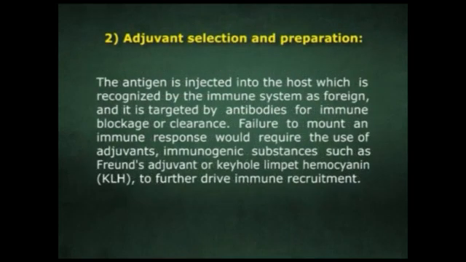Second one is adjuvant selection and preparation. The antigen is injected into the host, which is recognized by the immune system as foreign, and it is targeted by antibodies for immune blockage or clearance. Failure to mount an immune response would require the use of adjuvants, immunogenic substances such as Freund's adjuvant or keyhole limpet hemocyanin, also known as KLH, to further drive the immune recruitment.